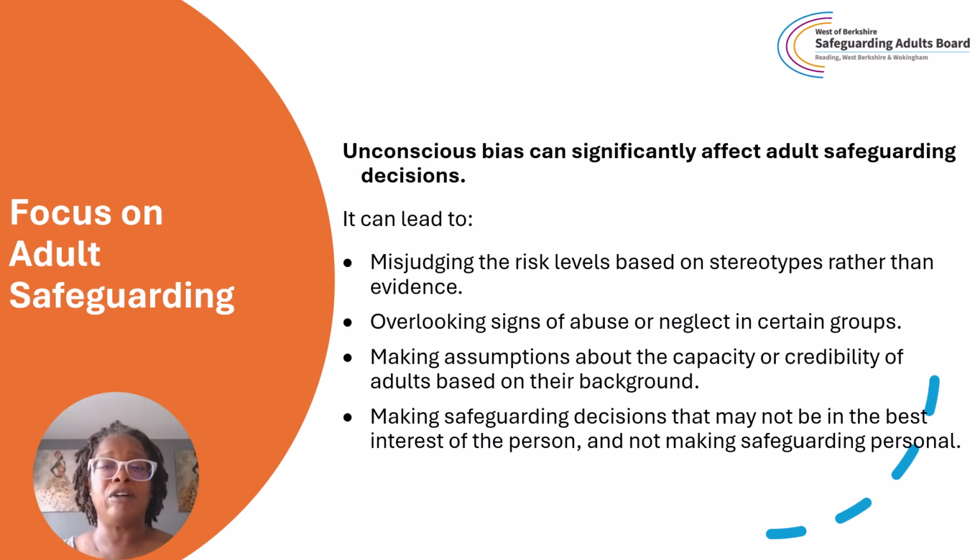So when we think about unconscious bias in adult safeguarding, the decisions we make can be significantly affected. It can lead to misjudging the risk levels based on stereotypes rather than evidence. You might overlook the signs of abuse or neglect in certain groups, certain communities. You might make assumptions about the capacity or credibility of the adults based on their background, and make safeguarding decisions that may not be in the best interest of the person and not make safeguarding personal.